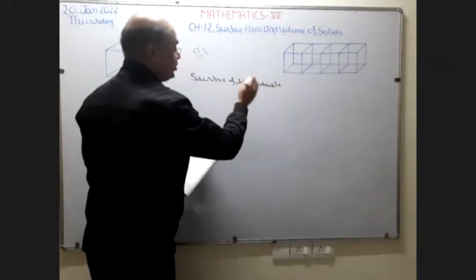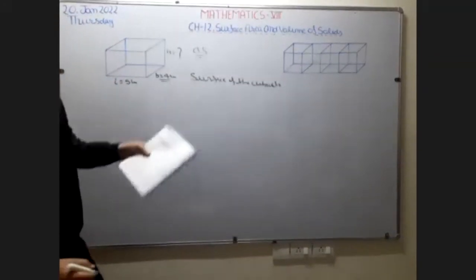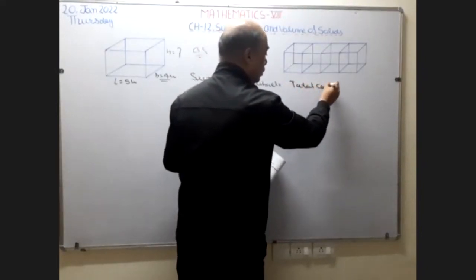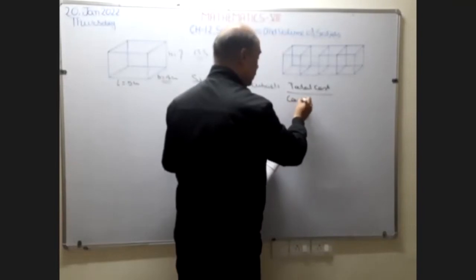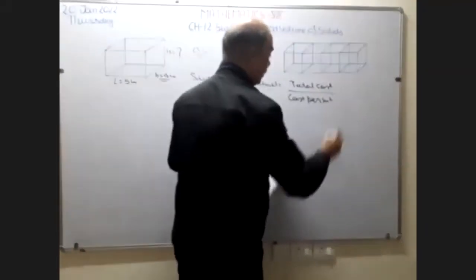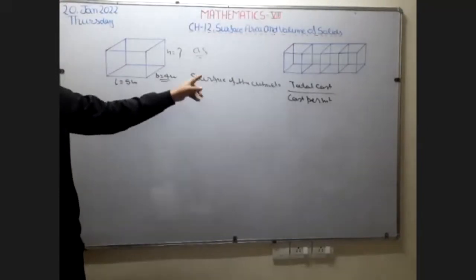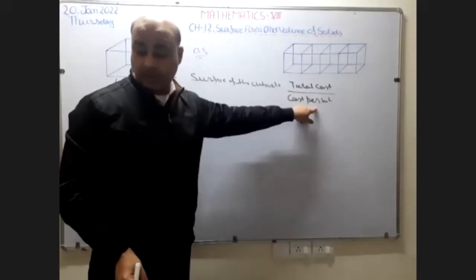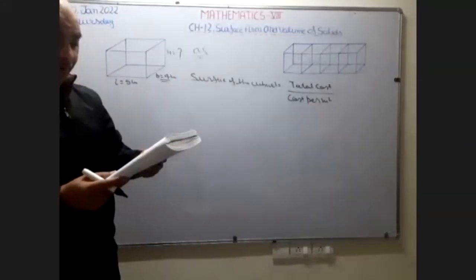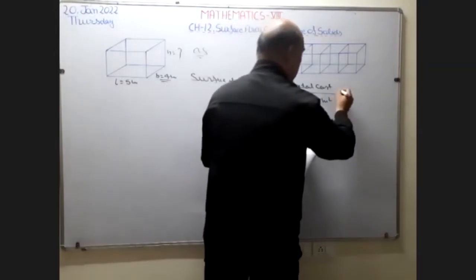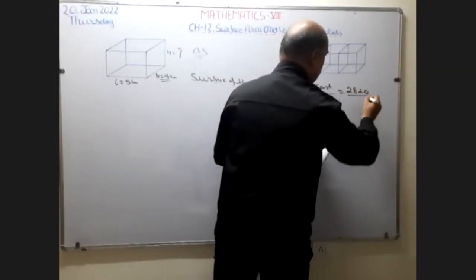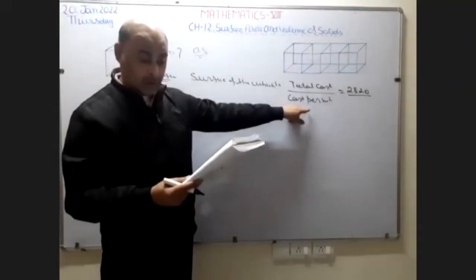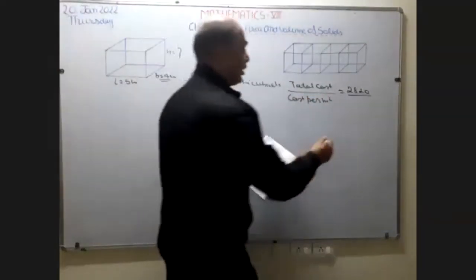So how are we going to find the surface area of the cuboid when cost is given? Use this formula: total cost upon cost per meter square. Whenever you want to find the surface area with the help of cost, you use this formula. In this question, total cost is given. Check what is the total cost. Total cost is 2820 rupees, and the cost per meter square is also given, which is 30 rupees.